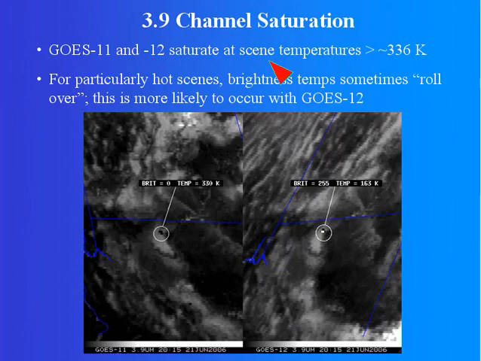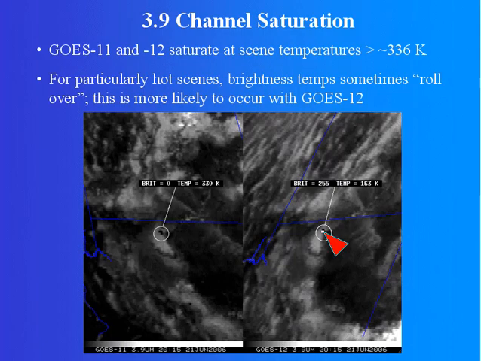Another problem which occurs only with GOES 12 and not with GOES 11 is that whenever you get these saturation temperatures, sometimes the scale will actually roll over to cold temperatures. Here's an example. This is looking at a hot fire on the north rim of the Grand Canyon back in June of 2006. From GOES 11, you can see the fire is really dark. It's giving a temperature of about 330 K, which is on the upper end of the scale here. But from GOES 12, it's actually giving a temperature of 163 K.